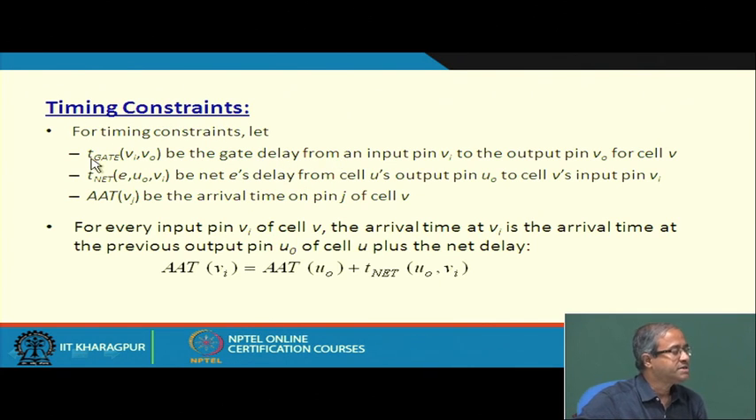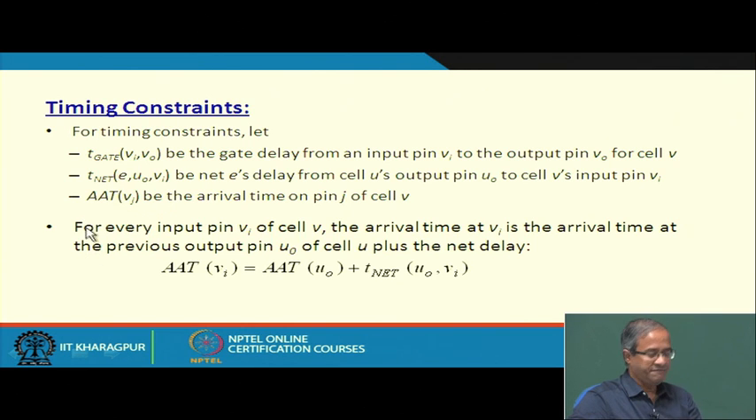So, timing constraints you can similarly add like this. Some notations, T_gate(v_i, v_o) is defined as the gate delay from an input pin v_i to the output pin v_o of a particular cell, and T_net(E, u_o, v_i) is net E's delay of a net from cell u's output pin u_o, and it is going to the input pin of v, called v_i, that net delay. And AAT you get from static timing analysis, this is the actual arrival time on pin j.